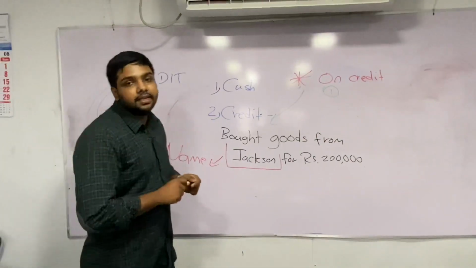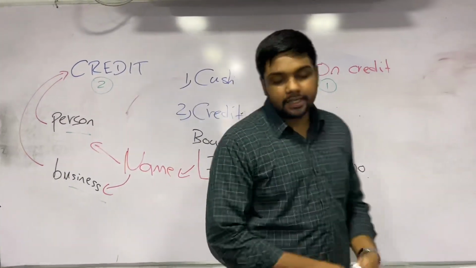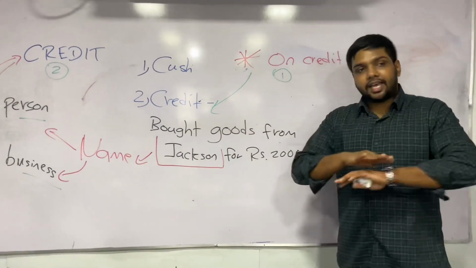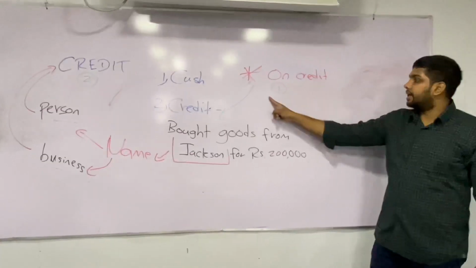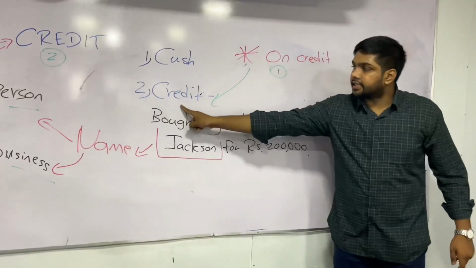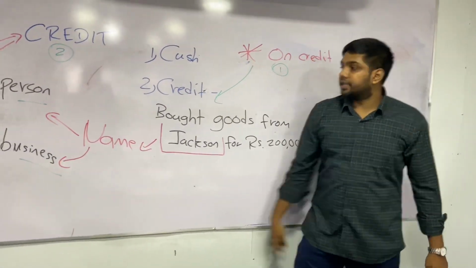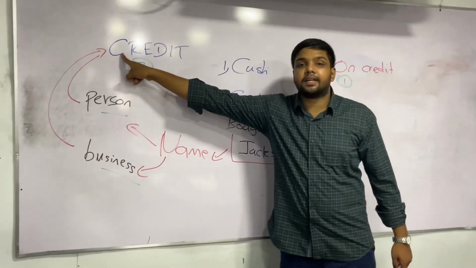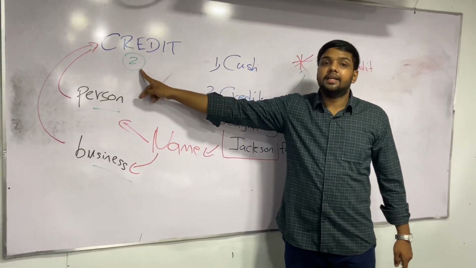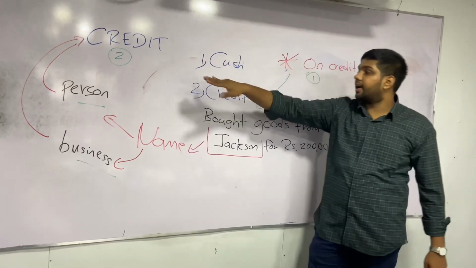All are cash transactions. So the summary is, in a business transaction, it can be any transaction. If you see the word on credit, it's a credit transaction. Other than that, if you see the name of a person or name of a business, that is also a what transaction? Credit transaction. Other than that, all are cash transactions.